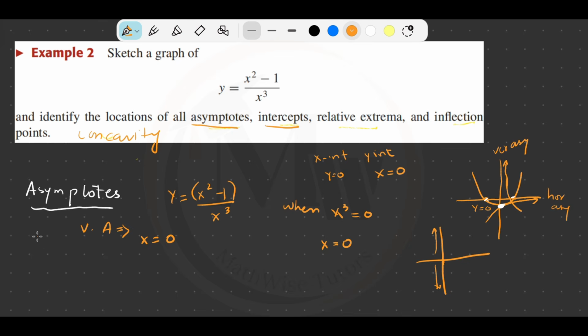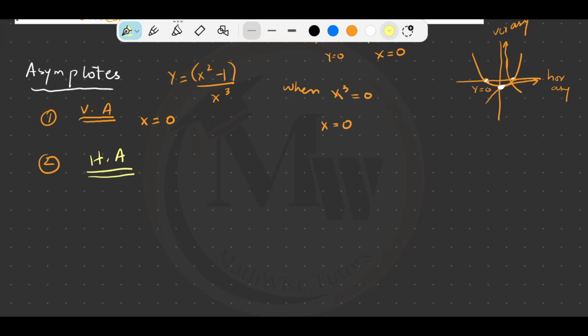So vertical asymptote done. Now the horizontal asymptote. For the horizontal asymptote, we look at the values at which the function keeps going to positive infinity or to negative infinity. So for this, we use the limit when x approaches infinity and the limit when x approaches minus infinity. We check what values the function is going to, positive infinity or negative infinity.